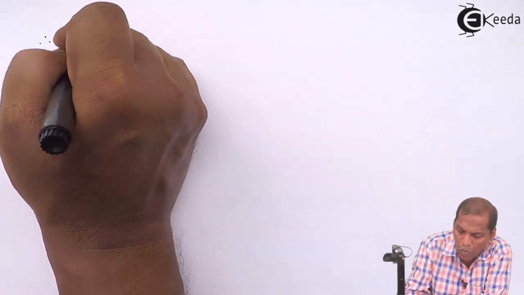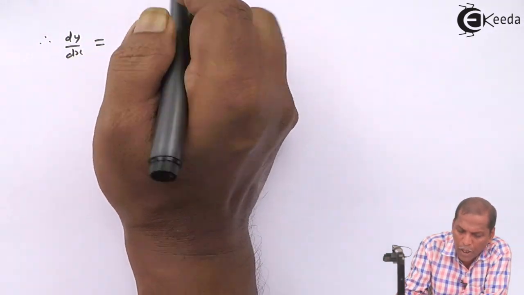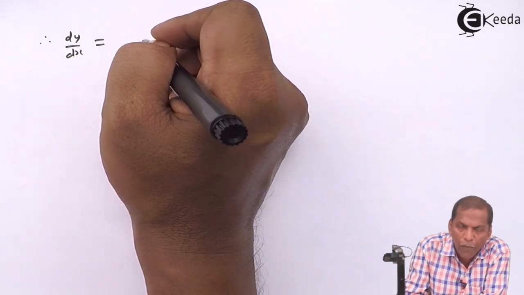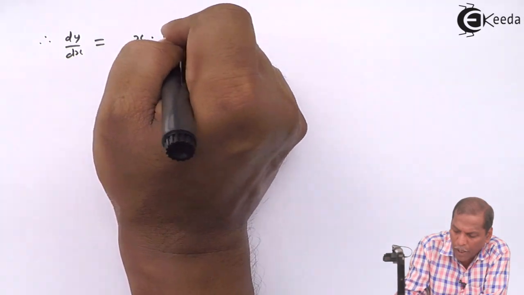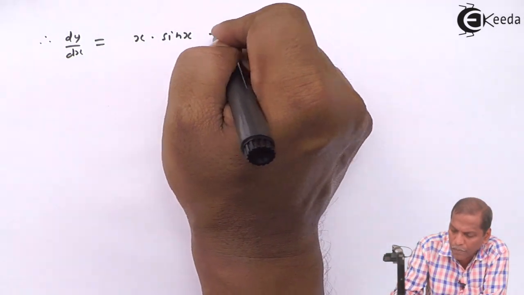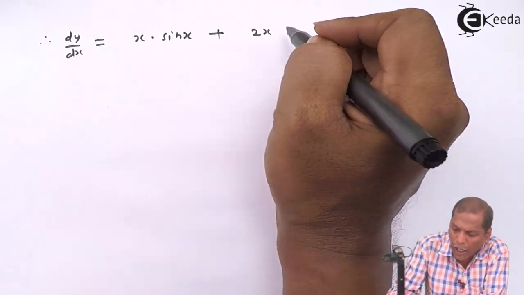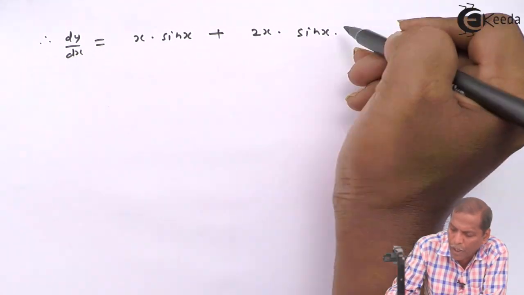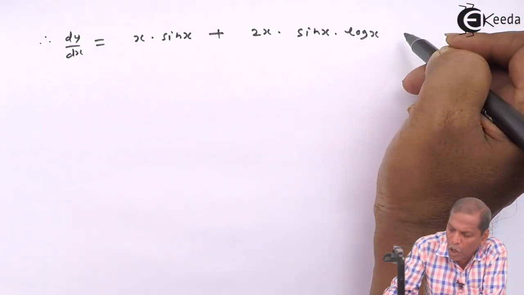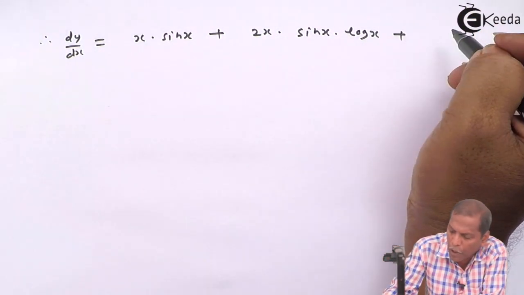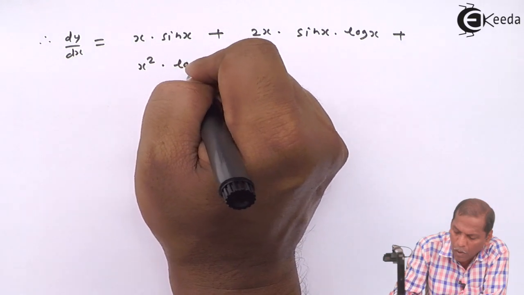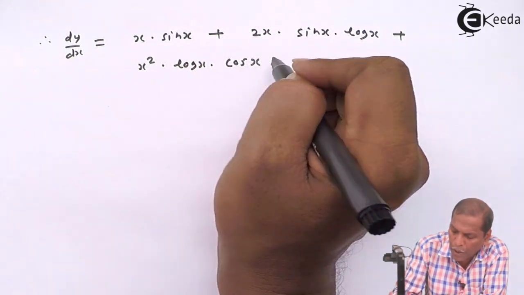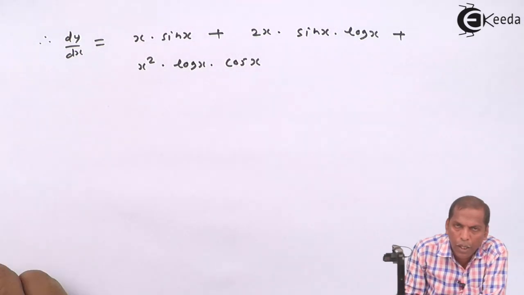Therefore, dy upon dx is equal to, in first function we cancel x from numerator and denominator, so we are left with x into sin x, plus in second function we write 2x into sin x into log x, and in third function we write plus x square into log x into cos x. So this is the required solution for the given problem. Thank you.